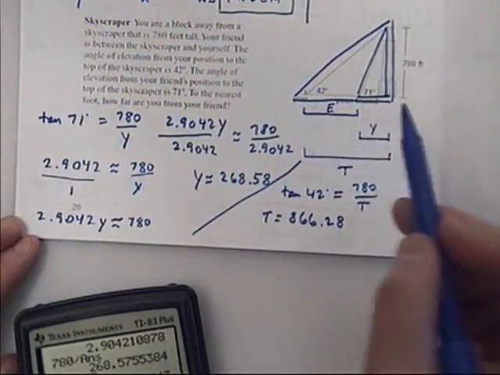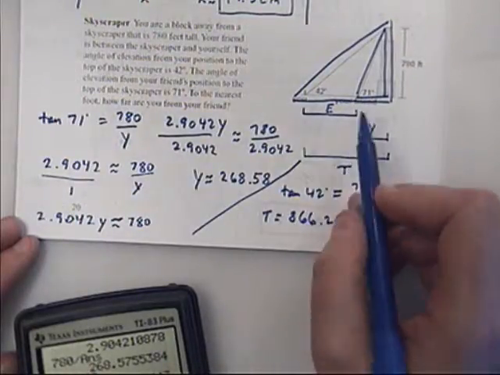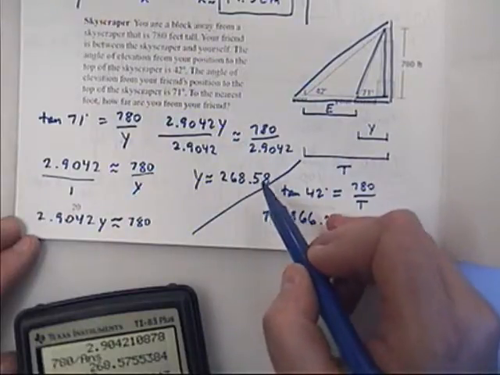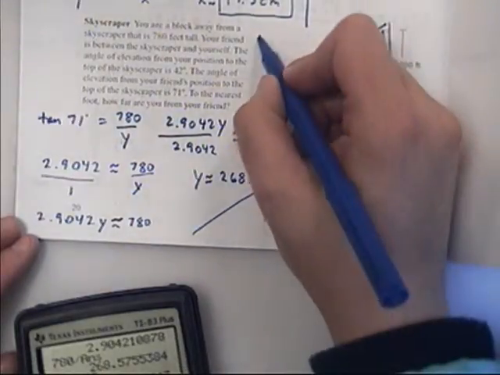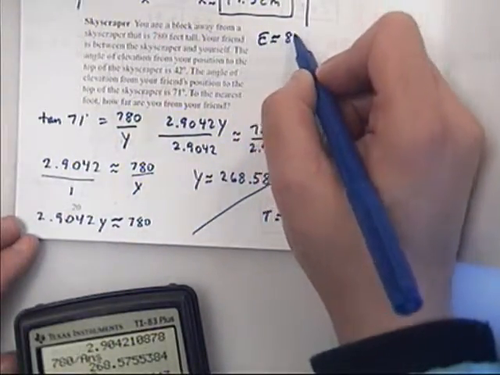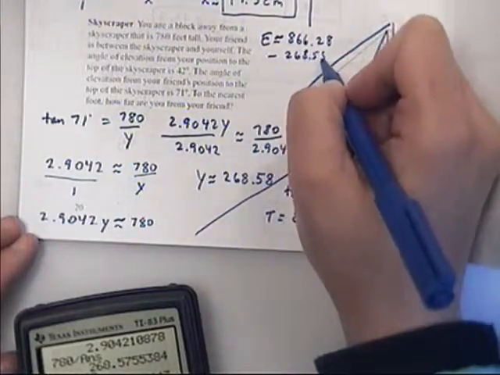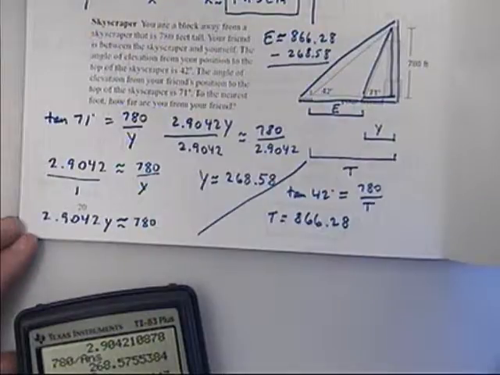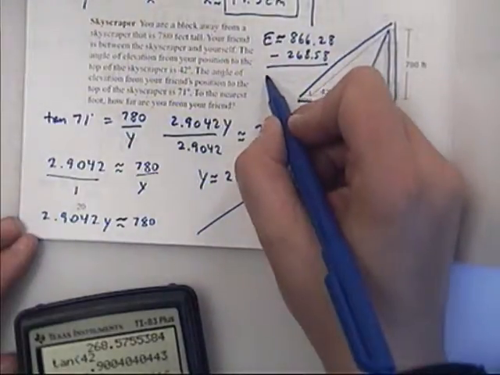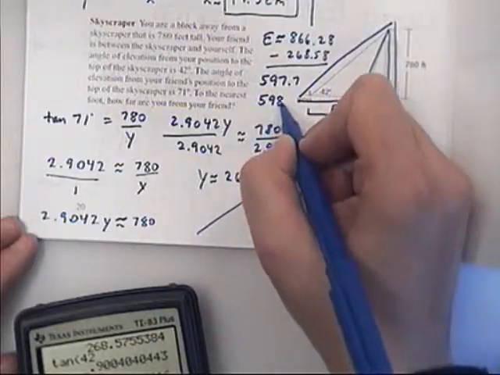So if this distance here, t, is 866 feet, and this distance here is 268.58, then take this large number, subtract this, and you get e. So e equals approximately 866.28 minus 268.58. And there you go. That's the distance you are from each other. So the final answer is 597.7, which is 598 feet, rounded off to the nearest foot.